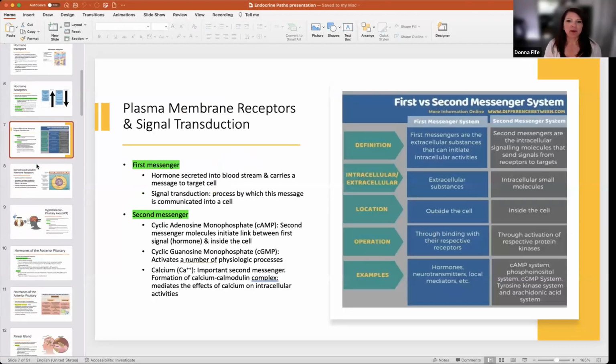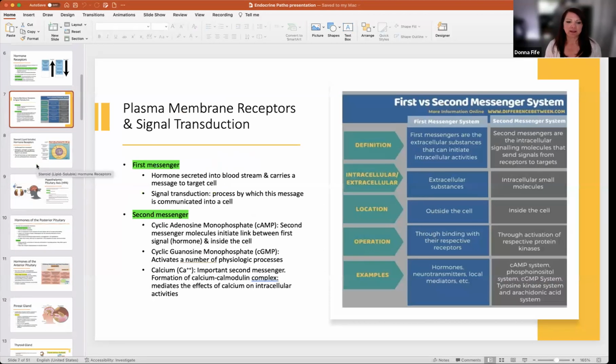Okay, plasma membrane and signal transduction. First messenger: the hormone secreted into the bloodstream, and it carries a message to the target cell. There's signal transduction, the process by which this message is communicated into the cell. Second messenger: there's cyclic adenosine monophosphate, or cAMP. Second messenger molecules initiate the link between the first signal, or the hormone, and inside the cell.